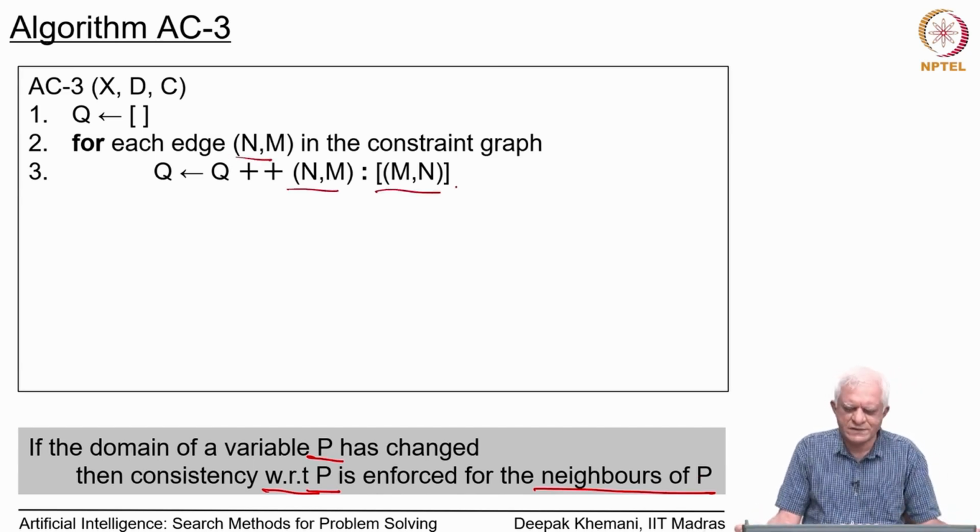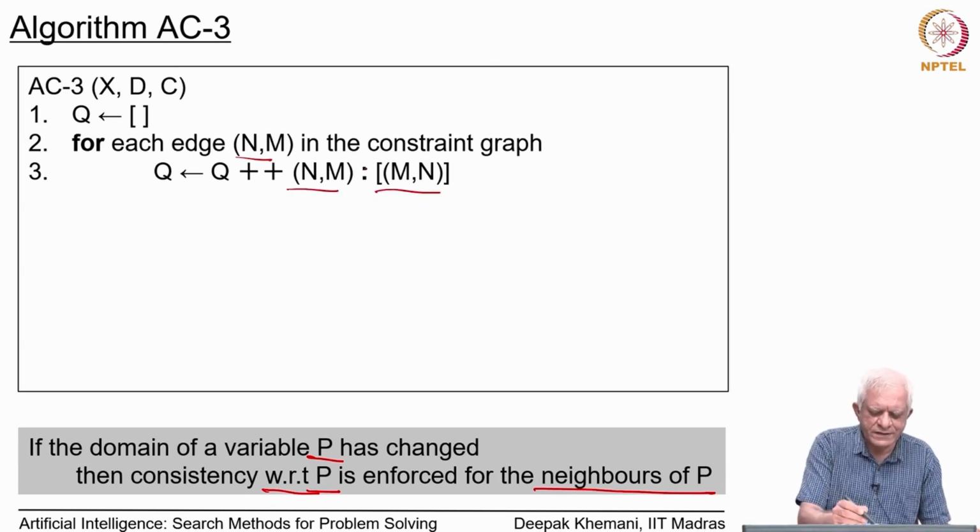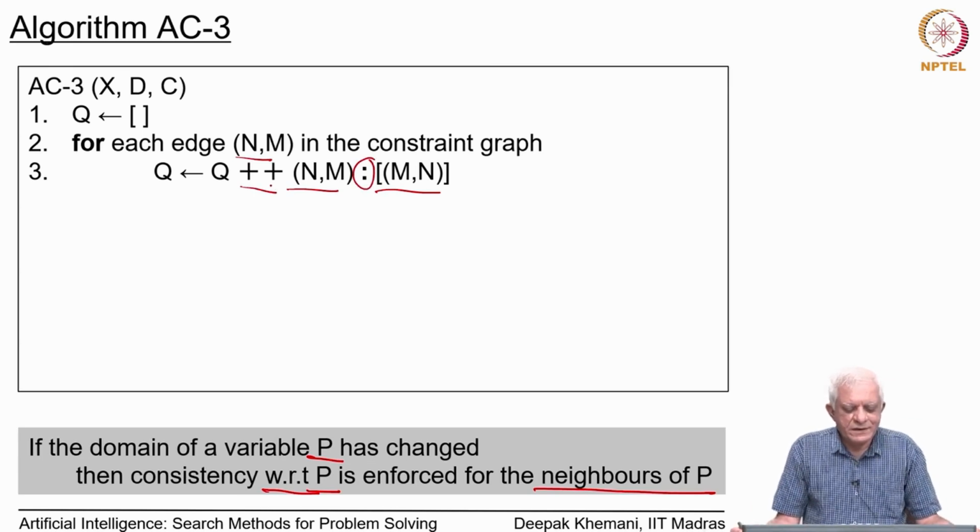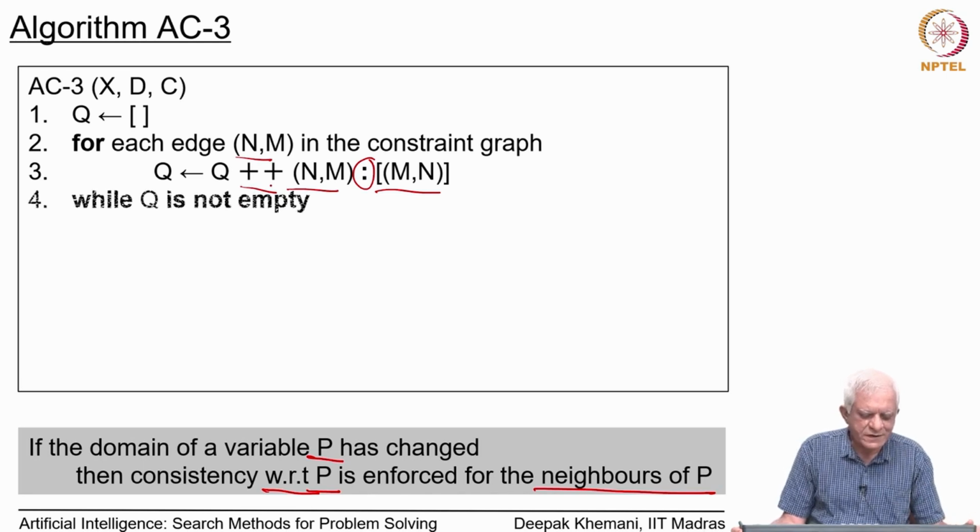So, this notation is the list notation that we have been looking at. I hope that is fine. This is the cons operator and this is the append operator. So, so far it is like AC1, that do all the edges in both directions once, but after that be selective, and that is what happens here.